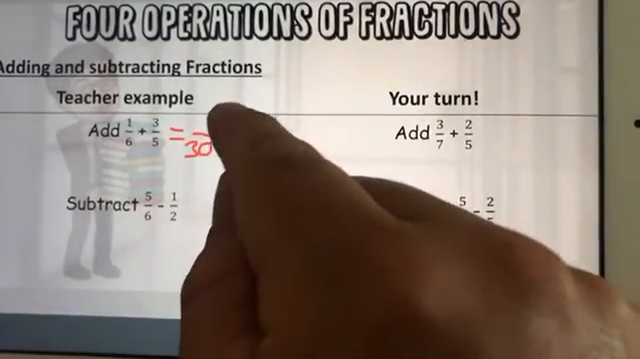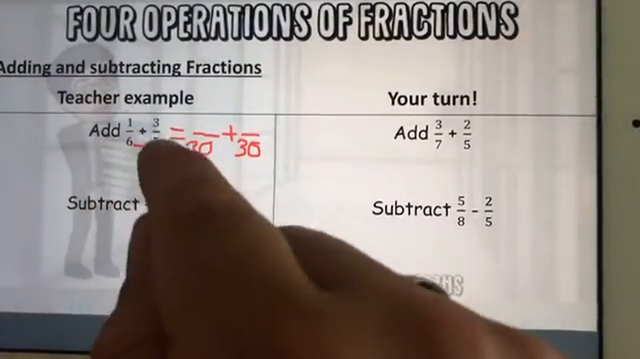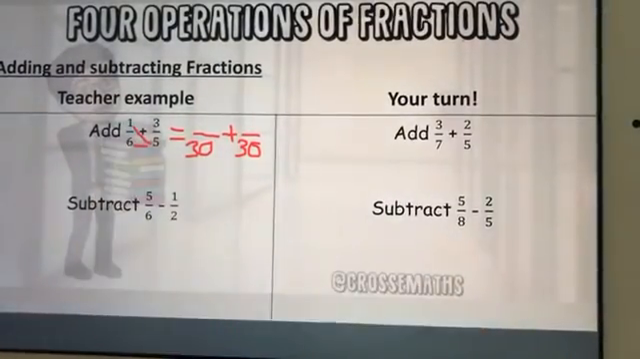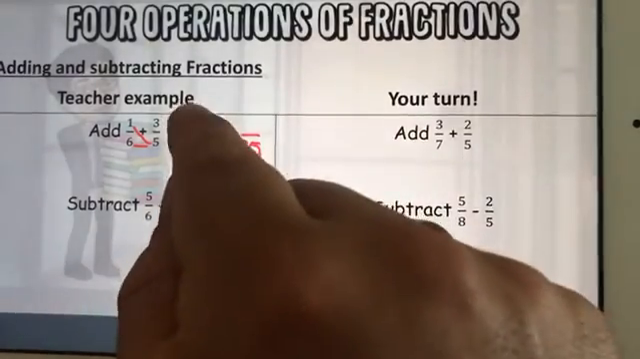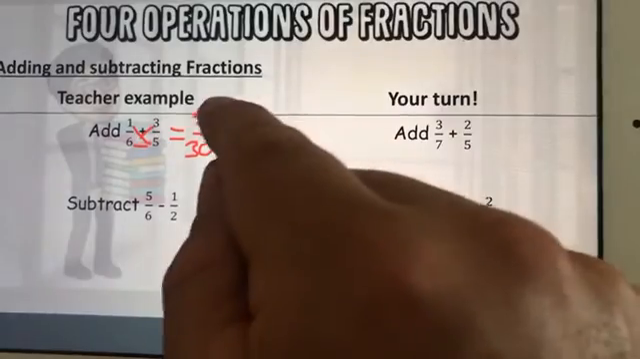Plus goes in the middle. Then I'm going to cross multiply. Okay, so I've times 6 and 5. Then I'm going to do 5 times 1, which gives me 5. 6 times 3, which gives me 18.